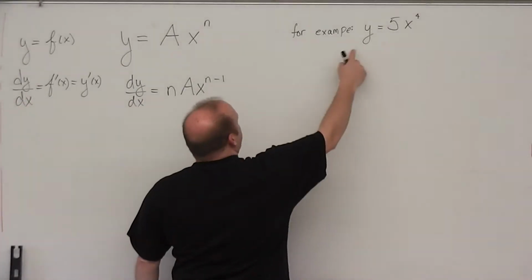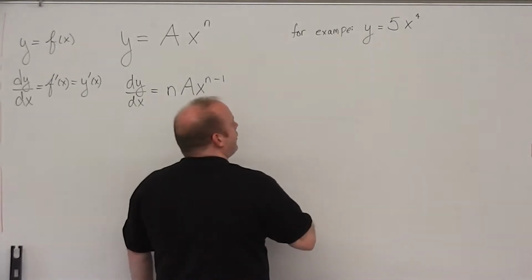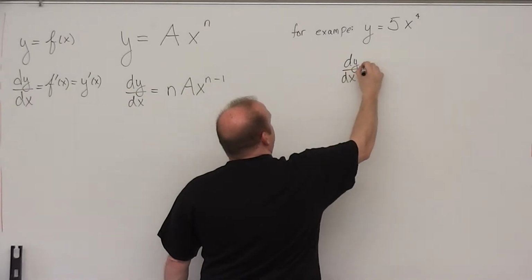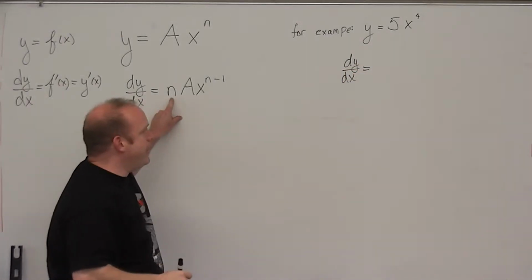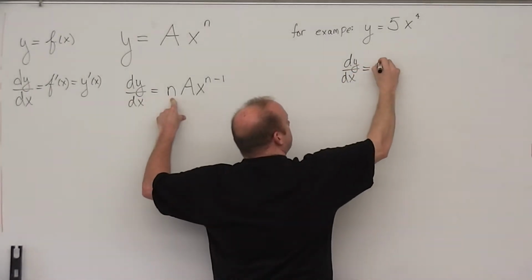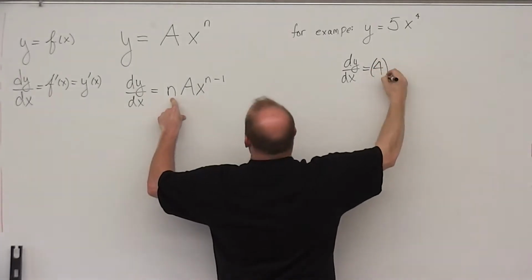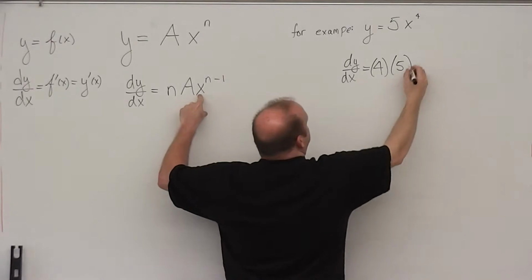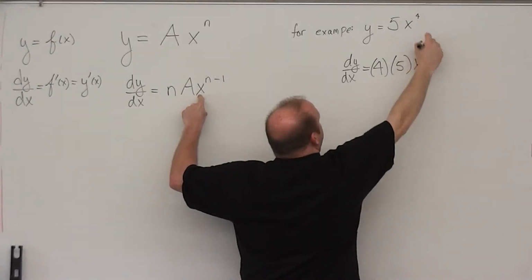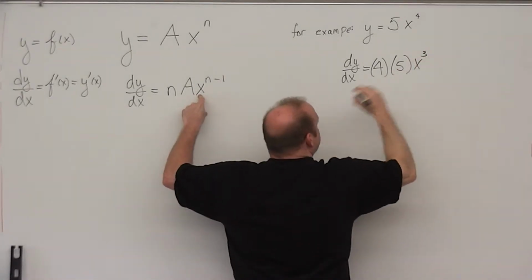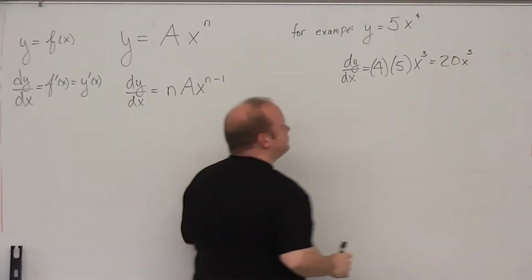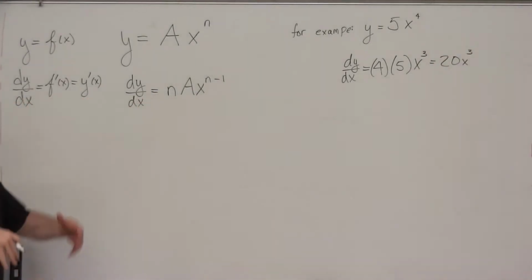So if I take a look at this, y is equal to 5x to the 4th. dy dx would equal n, which is 4, times a, which is 5, times x to the 1 lower power, which is 3. So in this case, it would be 20x to the 3rd. So that's your first time you've taken a derivative.